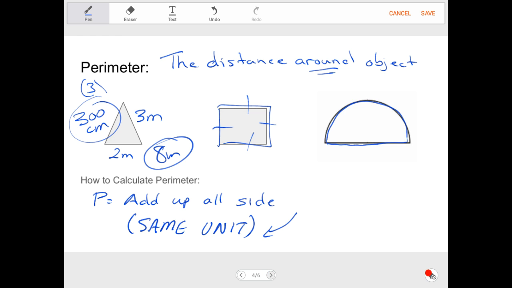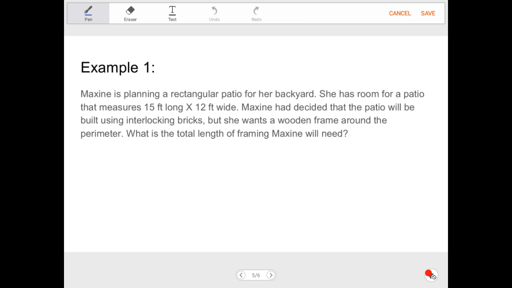I'll show you two quick examples. You have a person planning a rectangular patio for her backyard. She has room for a patio that measures 15 long by 12 wide. The one piece of advice I could give you is if you do not have a diagram, draw yourself one. So you have a rectangular patio. It says we have 15 feet long by 12 feet wide.